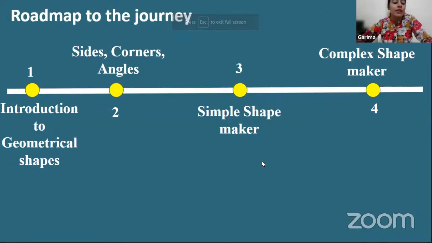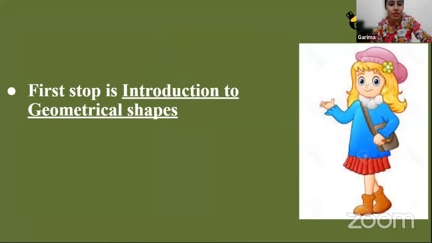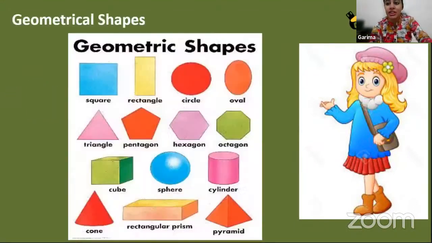So our first stop is Introduction to Geometrical Shapes. Second stop is Sides, Corners, Angles. Third stop is Simple Shape Maker. And fourth is Complex Shape Maker. Now our first stop is Introduction to Geometrical Shapes.